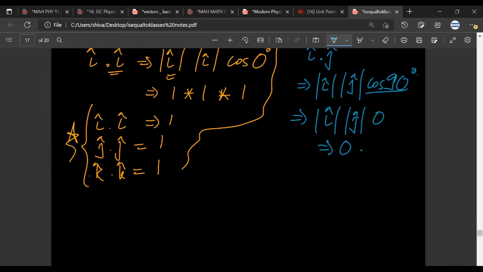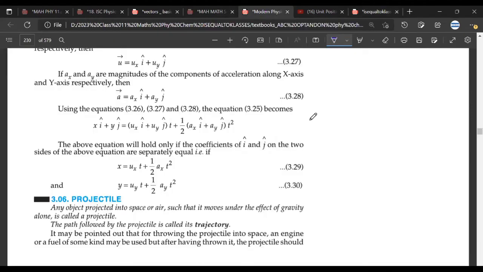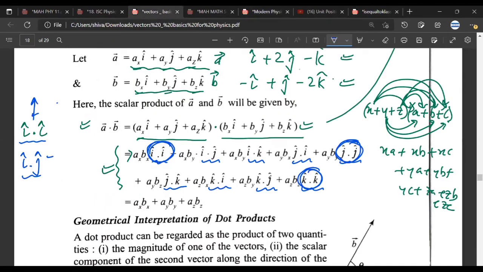Yes. If you apply the same logic, you will understand that for i dot j or j dot k or any two unit vectors, the dot product of any two different unit vectors would always be 0, for a simple reason that i, j, k, all of these vectors are at 90 degrees with each other. Am I clear? Yes, sir. So that is why this is 0, this is 0, this is 0, this is 0, this is 0, this is 0.